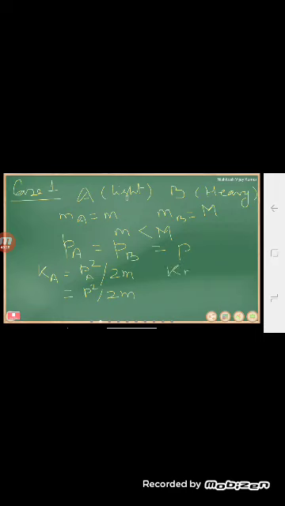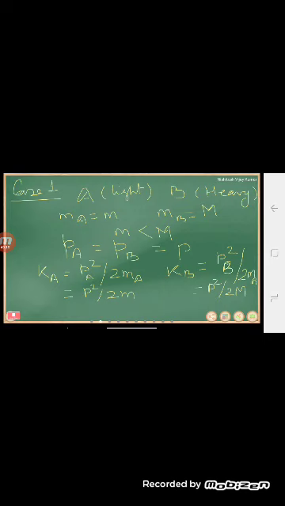Kinetic energy for B will be again PB square upon 2 times the mass of B. Mass of A is considered as m, and mass of B as capital M, so it comes out to be P square upon 2M.